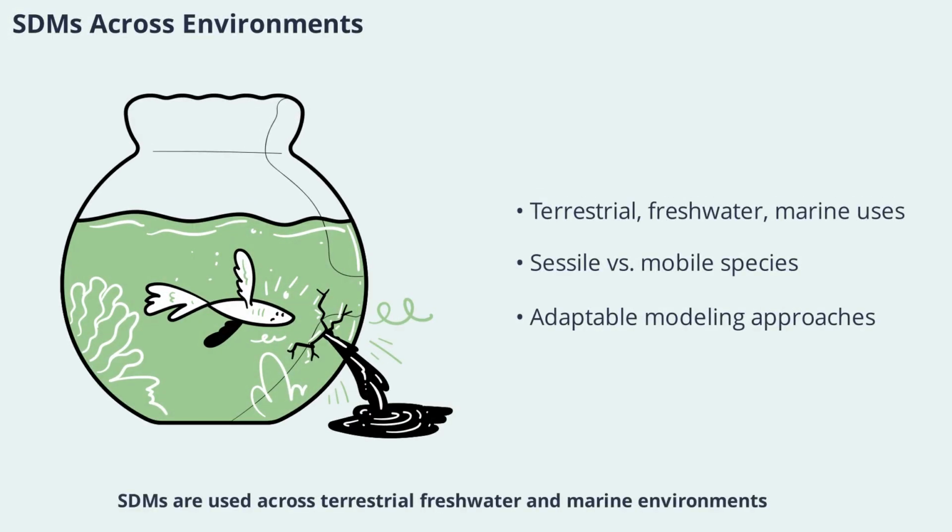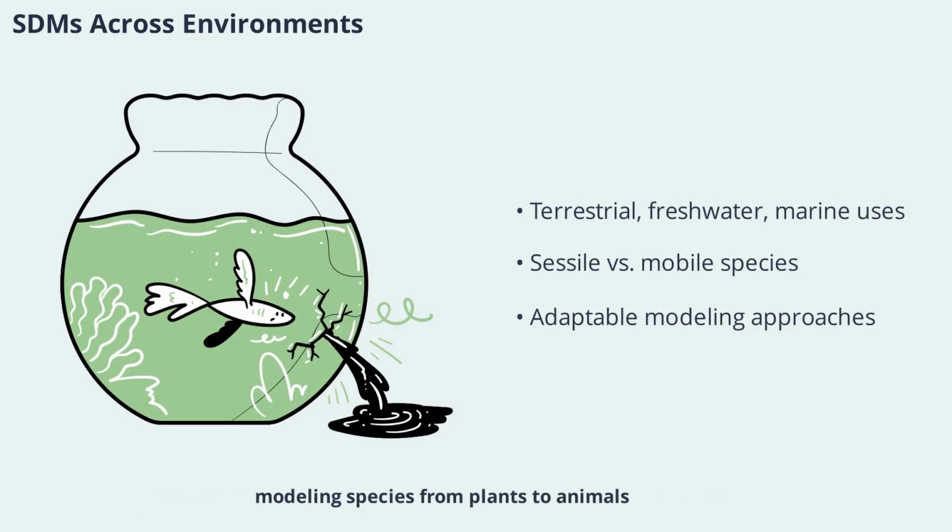SDMs are used across terrestrial, freshwater, and marine environments, modeling species from plants to animals. Early applications focused on terrestrial plants and animals, but recent years have seen a surge in marine and freshwater studies. Each environment presents unique challenges. For example, sessile species like plants are easier to model because their environments are relatively stable, while mobile species require models that account for movement and resource use across landscapes. The diversity of SDM applications highlights their adaptability and importance in ecological research.